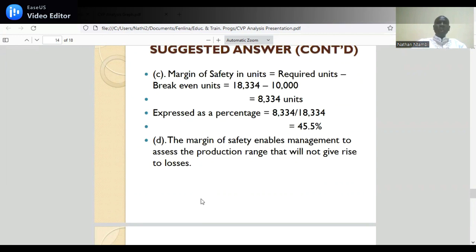We have also been asked for the margin of safety in units. It is equal to the required units minus the break-even units. And in this case, it is 18,334 minus 10,000, which gives us 8,334 units. And if we express it as a percentage, it's going to be 8,334 divided by 18,334, giving us 45.5%. So the margin of safety can be expressed in units and also in percentage. The margin of safety enables management to assess the production range that will not give rise to losses.